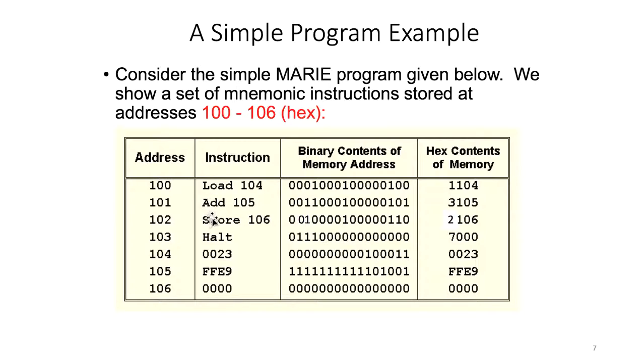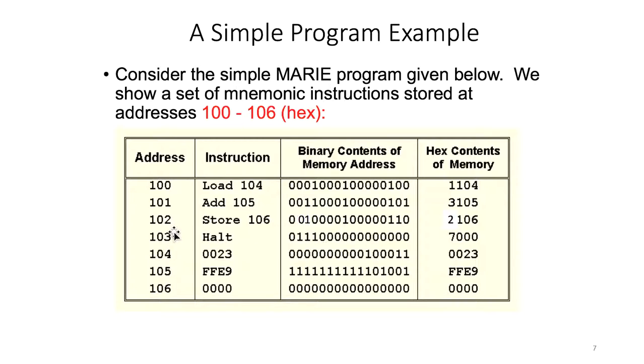Similarly, the instruction add 105 means go to address 105, load the content in that address, which is FFE9, add it to the content of the AC, and then store that result back to the AC. In binary representation, we have this binary string, and in hexadecimal representation, 3 corresponds to the first 4 bits, 1 is the next 4 bits, 0 is the next 4 bits, and 5 is the next 4 bits.